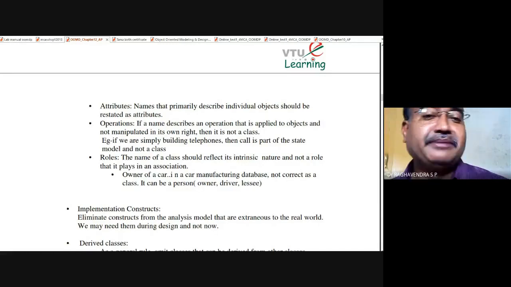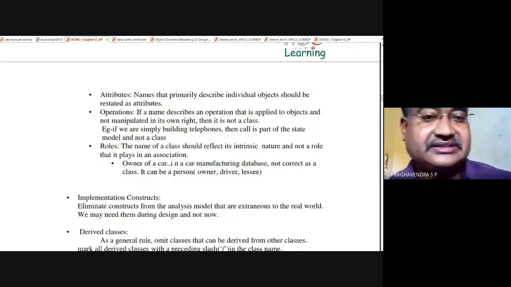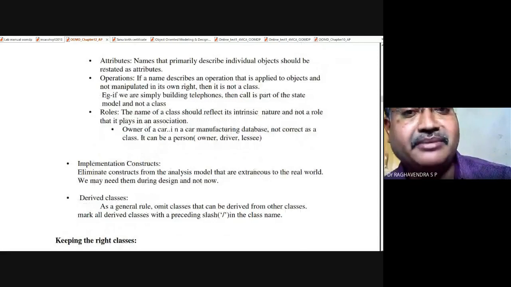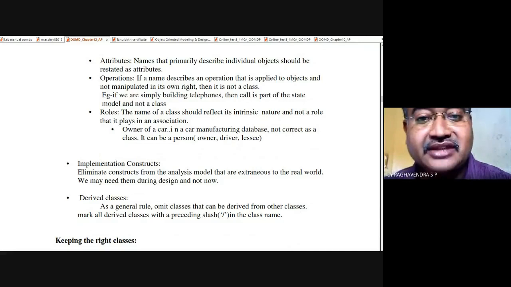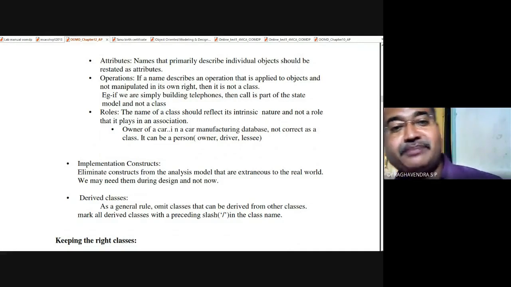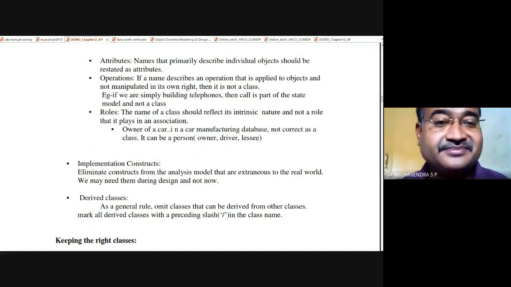So next, implementation constructs. How to identify the classes, how to implement them. Eliminate constructs from the analysis model that are extraneous in the real world. We may need them during the design and not now.